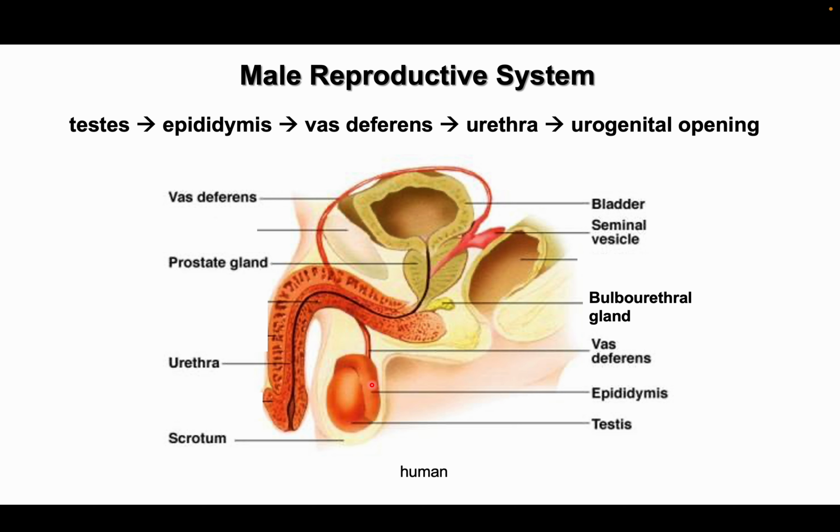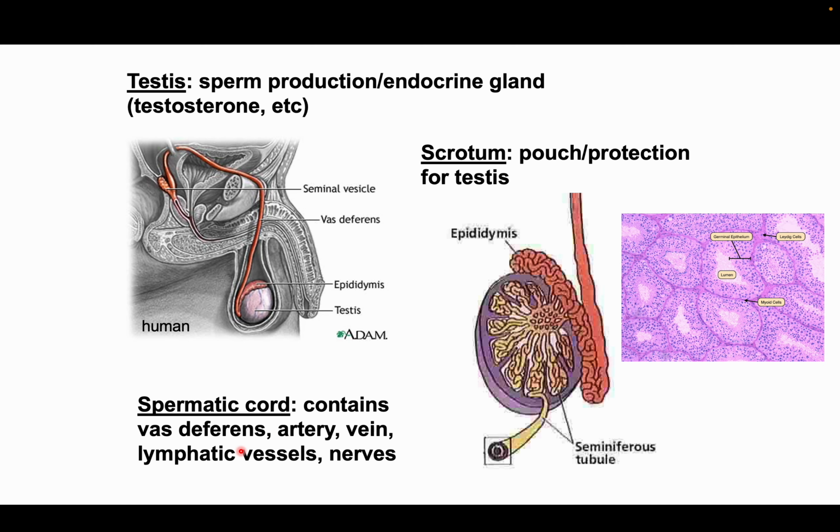And then when ready, it's going to travel from the epididymis through the vas deferens, and then it's going to go into the urethra in the penis before it leaves the body. So that is a very quick overview pathway of how sperm are produced and how it travels through the male reproductive system. Now let's go into a little bit more detail.